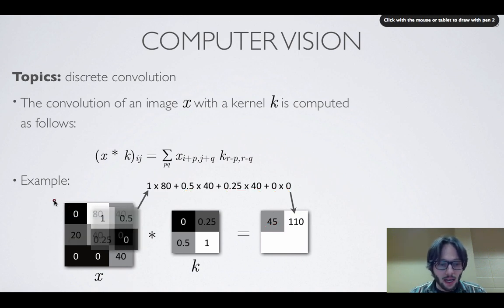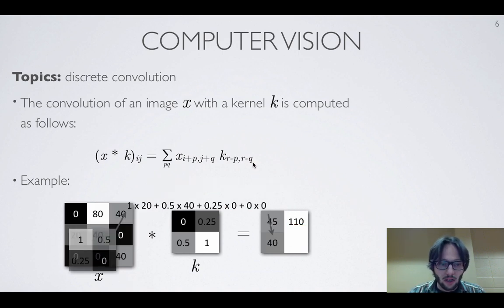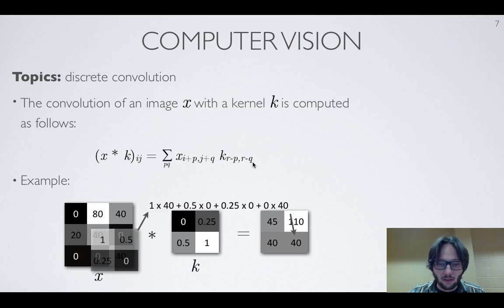Then we perform the same operation, element-wise multiplication, and then summation. Element multiplication here, here, and here. So all of these terms, and then summation of all these 4 values. In this case, this gives 110. And we continue like this for all positions. And that gives us the convolution of k with this 3x3 image here that I made up for this example.